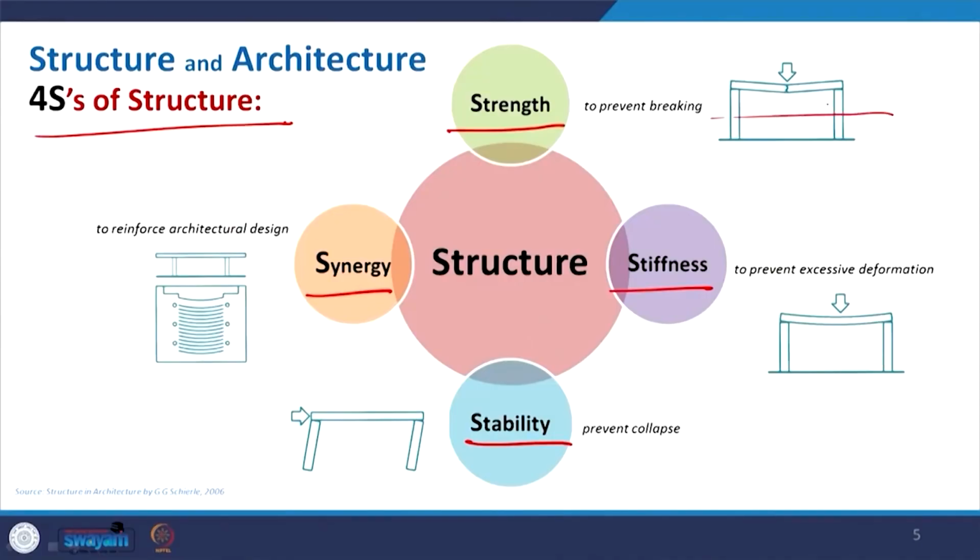So, strength is a very important property of a structure. Depending on the load, we have to be choosy about selecting material having the proper strength, which will help to prevent breaking. You can see this schematic where this is a beam supported by 2 columns, and when a load is applied, shown by this arrow, it is breaking. So, if you make it strong, then it will not.